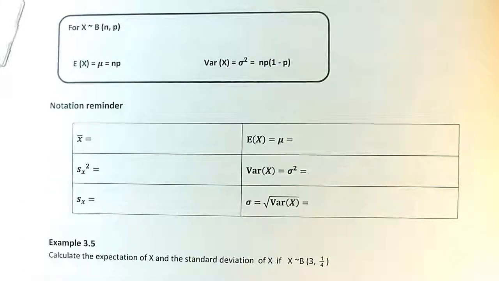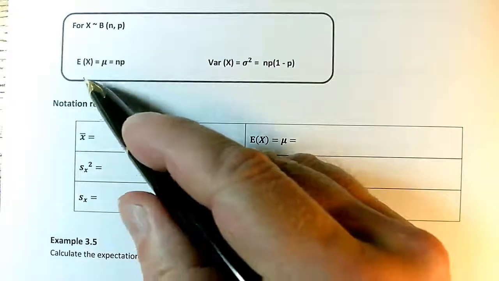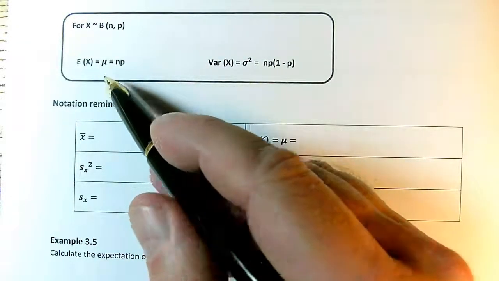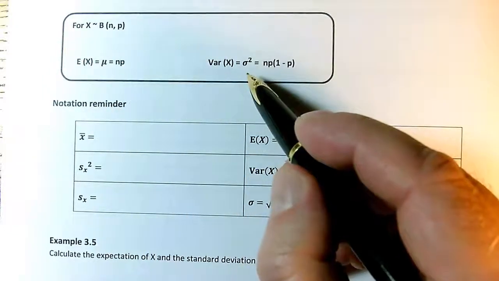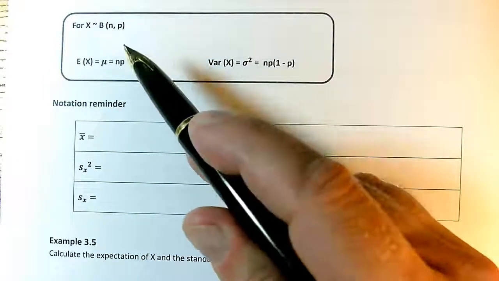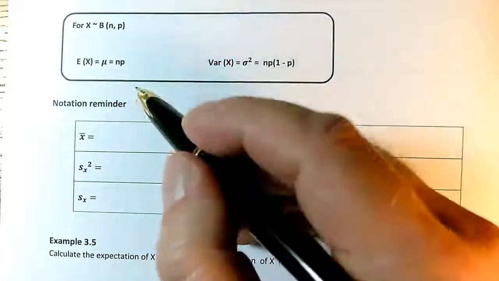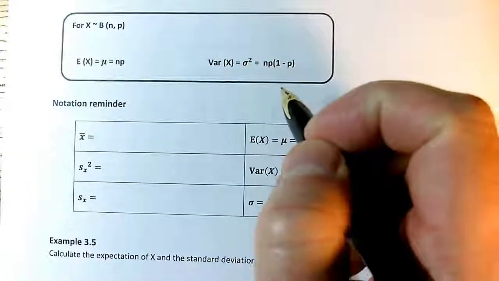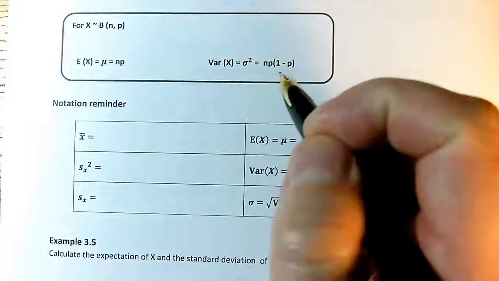Okay, well, binomial distributions are discrete random variables, and I know that discrete random variables have an expectation or a mean, E of x or mu is the mean, and a variance, which is also called sigma squared. Okay, so binomials do as well. And we have these formulas for the mean and variance of a binomial distribution.